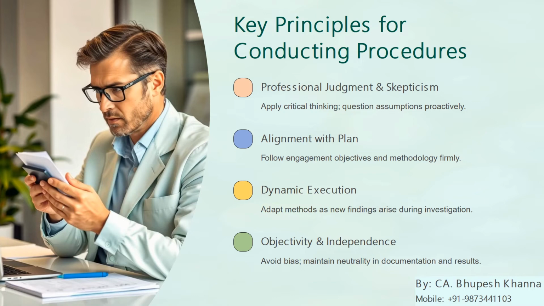Second, alignment with engagement. Planned work procedures must follow the scope, objectives, and methodology outlined in the planning stage. Third, dynamic and adaptive execution. Procedures should remain flexible. If new findings emerge, professionals should re-evaluate and adapt their methods accordingly. Fourth, objectivity and independence. The forensic professional must avoid bias and ensure neutrality in execution and documentation.